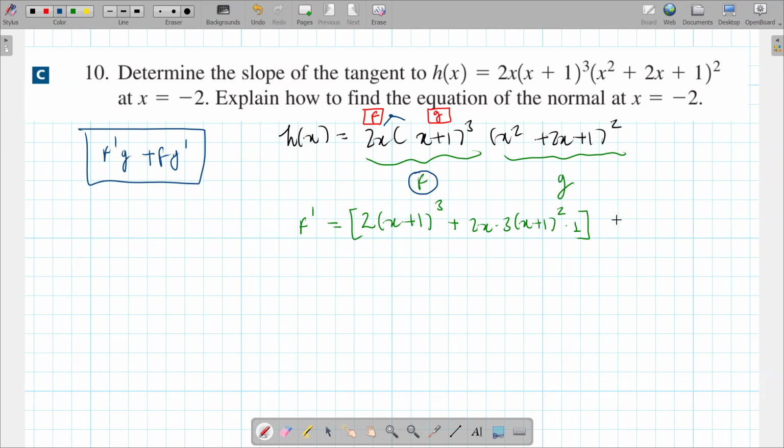To this, we multiply G as it is. So times x squared plus 2x plus 1 squared. I guess I'll use the same brackets squared. Plus F by itself. So plus 2x plus x plus 1 cubed times, what's G prime? If this is G, what's G prime?